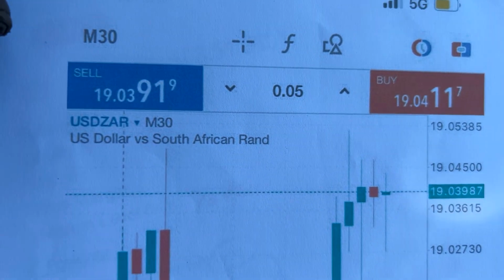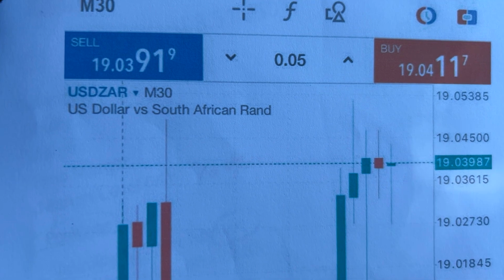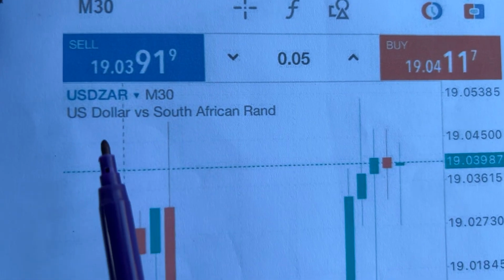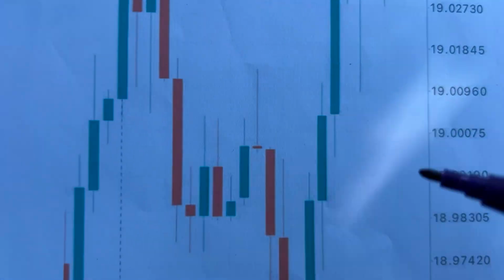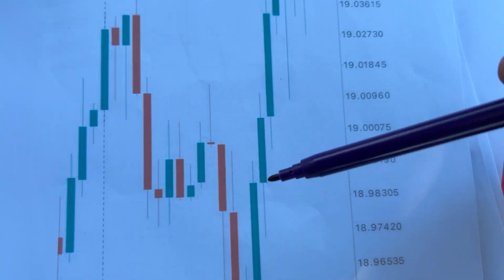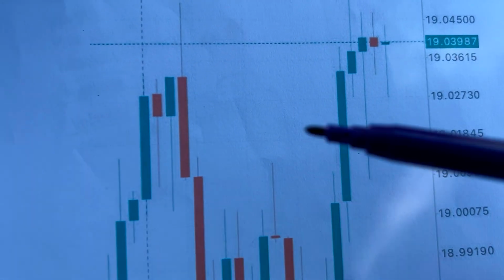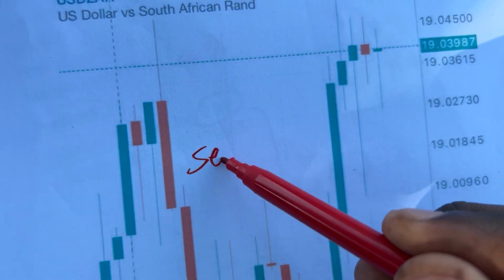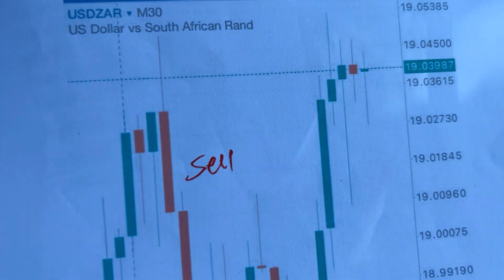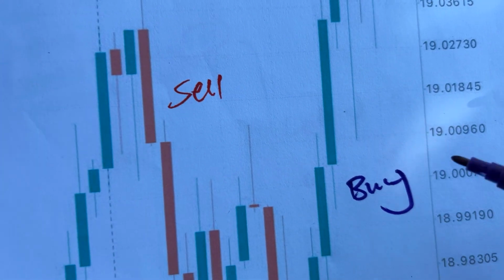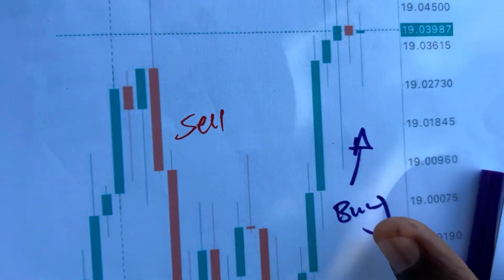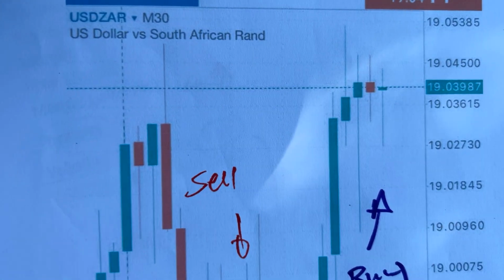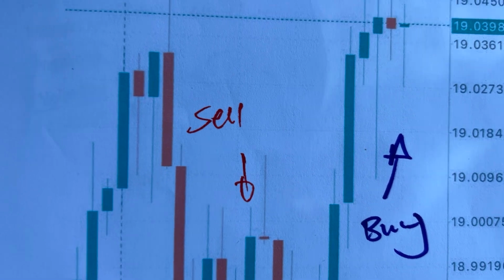Let me explain in more detail for you to understand what I'm talking about. We have US dollar versus South African rand, and we have this graph over here. The graph is going down, the graph is going up. So what's going on? If the graph is going down, that simply means we are on a sell. If the graph is going up, that simply means we are on a buy. What is going on over here?